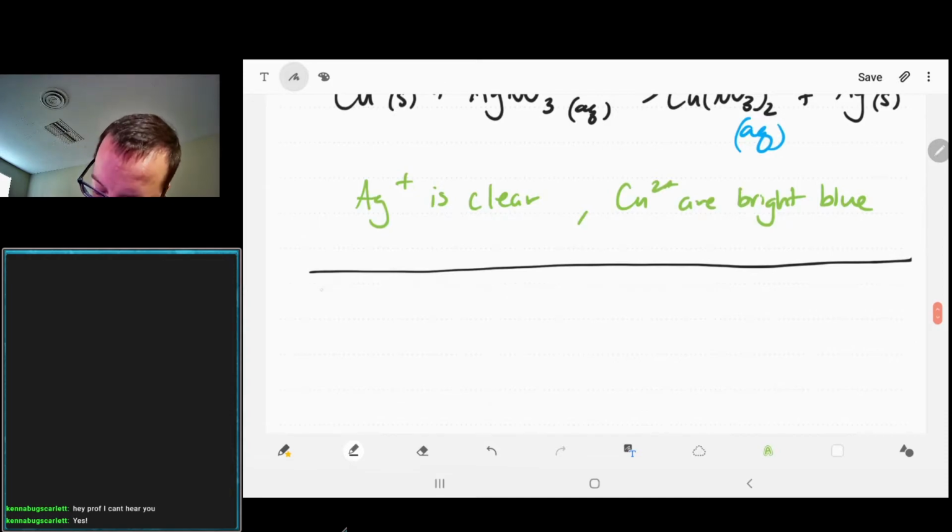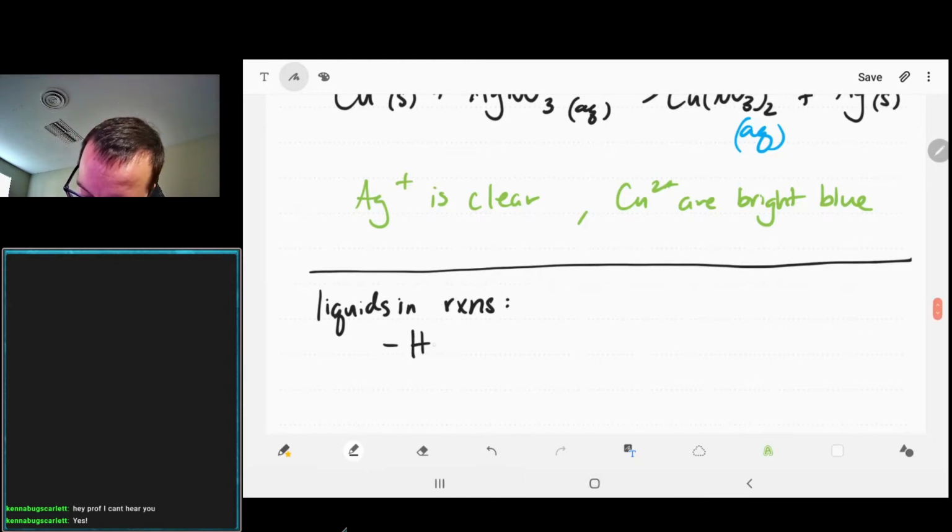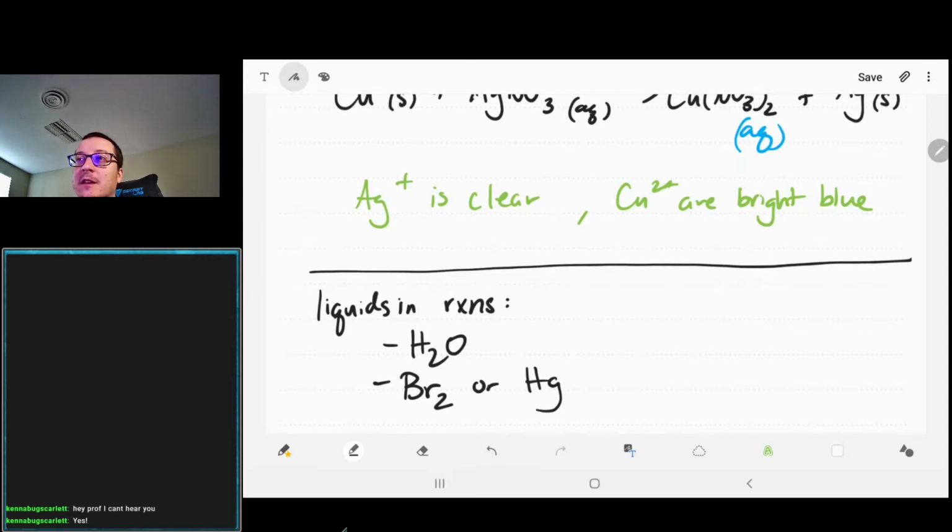What about liquids? Thankfully for us, there's really only 2 liquids that we're going to really deal with. One, of course, being water. The other one being bromine. We might also see mercury, but that's much less common. So these are the only things that will be liquids in our reactions. So lucky us, we don't have to worry about that.